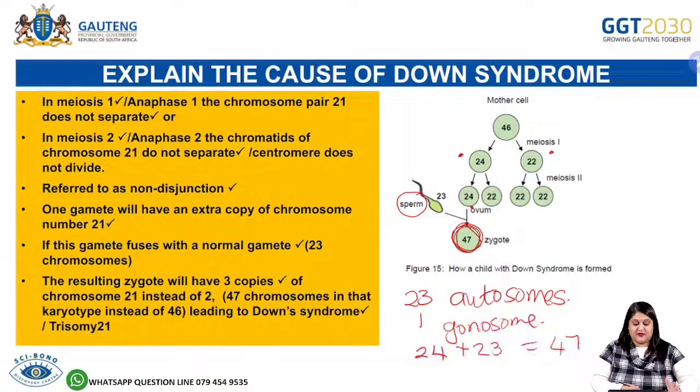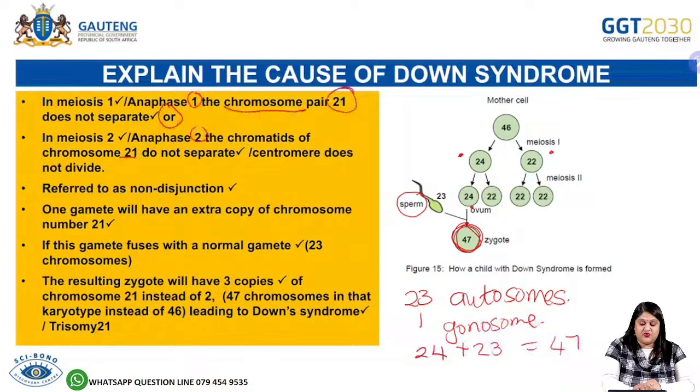Okay, so let's look at the explanation that we have on the left that comes from the marking guideline. In meiosis 1, anaphase 1, chromosome pair 21 does not separate. And it can be in, or is very important there, in meiosis 2, during anaphase 2, the chromatids of chromosome 21 do not separate. So we see there, in anaphase 1, we talk about chromosomes, and 21 is important.